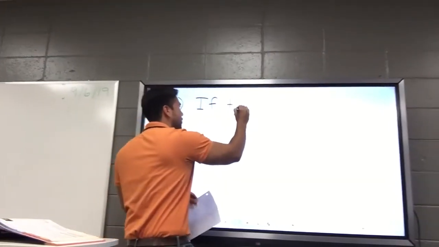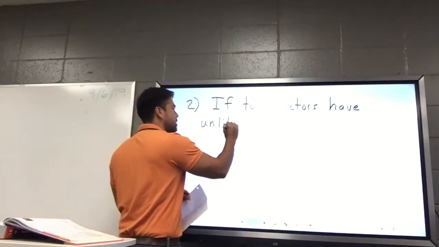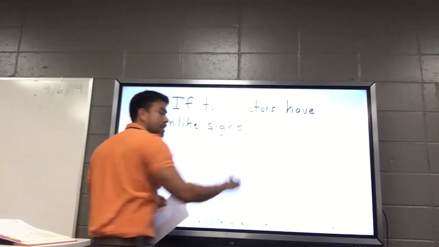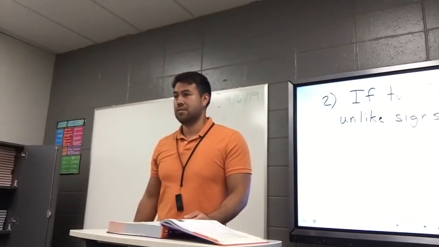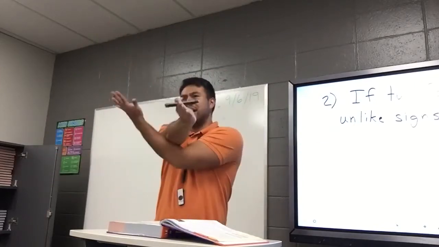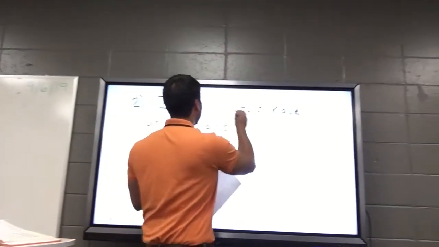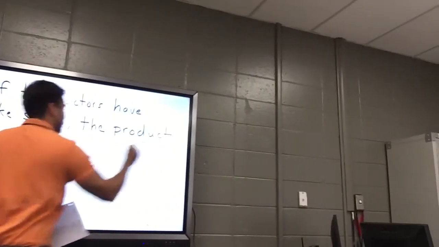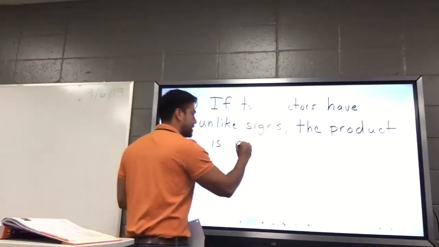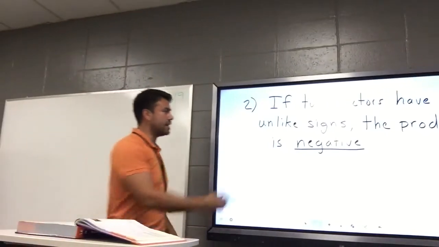So if two factors, we know what factors are, numbers that are being multiplied, have, what do you think I'm going to write next? Unlike signs. What's an example of two numbers that have unlike signs? What does that mean? Unlike signs. Okay, yeah, CT? If one of them is negative, one of them is positive. Or one of them's positive, one of them's negative. Okay. There's got to be an easier way to do that, by the way. If two factors have unlike signs, the product is, what do you think? Negative. Yes, negative. So we'll underline that. Two factors have unlike signs, negative.